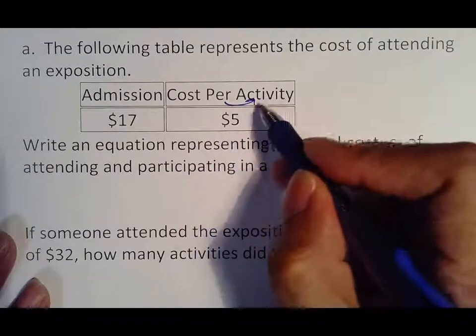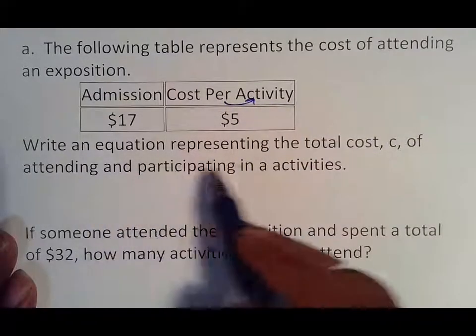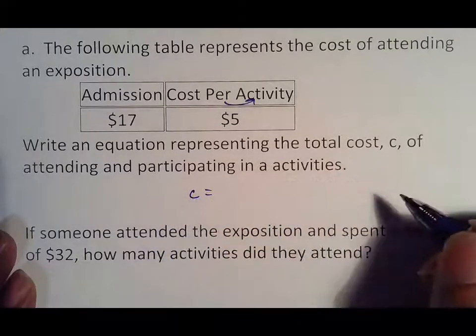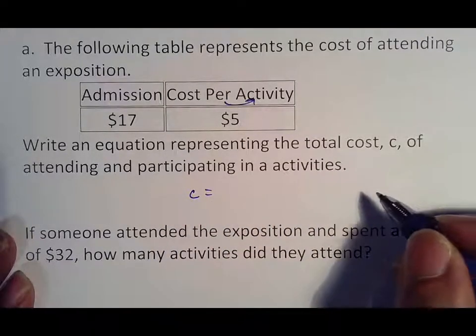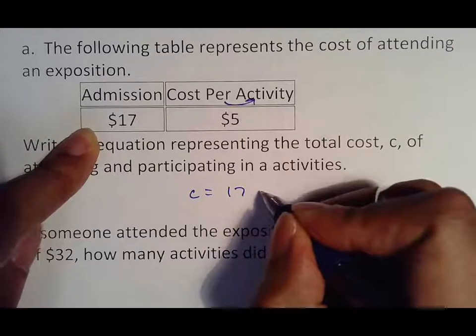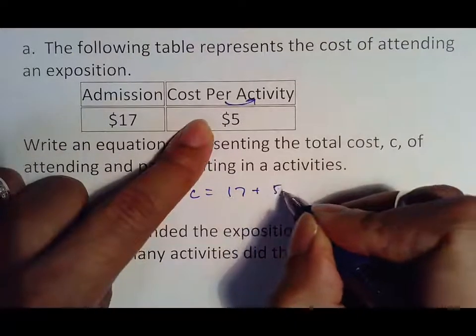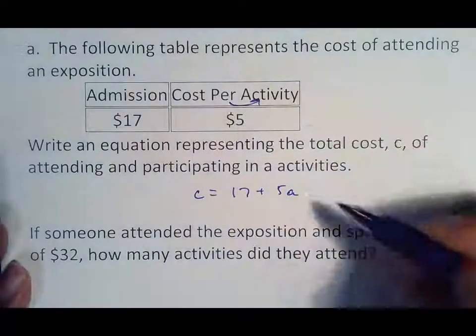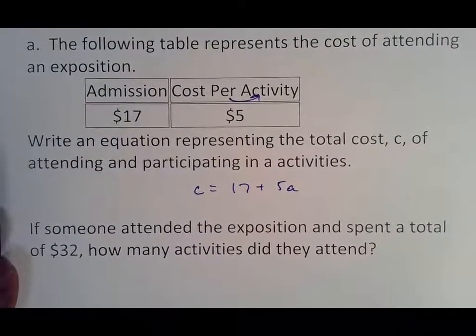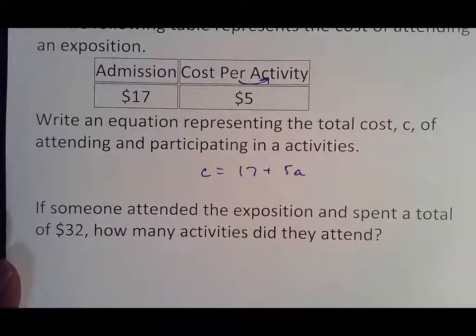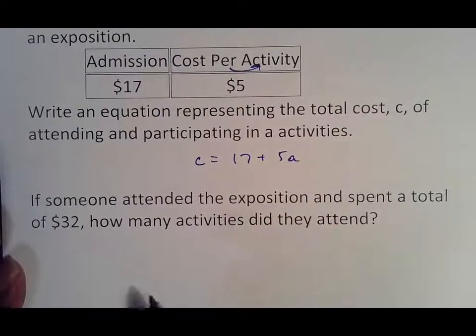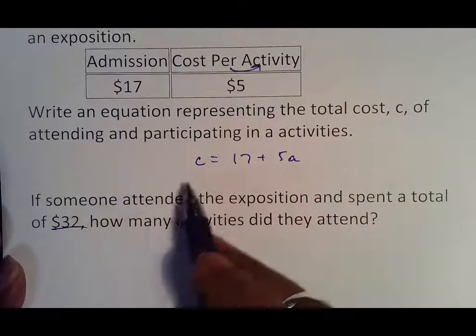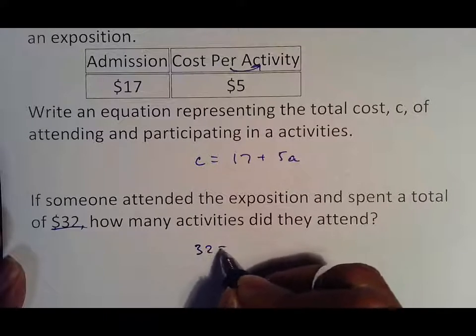So this is probably going to be 5a, which means when it says represent the cost, I would start with C equals, because that's what I've been doing so far. $17 is my admission plus whatever my cost per activity is. Per activity means I'll use the letter A because it's per activity. And then we get back to what we did just now. Someone attended and spent a total of $32. Again, they spent $32, so 32 goes in for C.